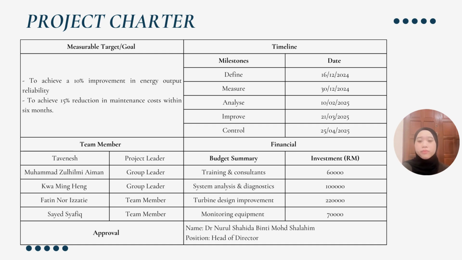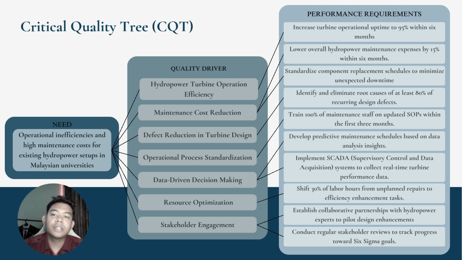So for financial, we have a budget summary for training and consultant, system analysis and diagnostic, turbine design improvement, and monitoring equipment. Alright, I will present the critical quality tree, CQT. So CQT has need, quality drivers and formal requirements. Our need is operational efficiency and high maintenance cost for existing hydropower setup in Malaysian universities.